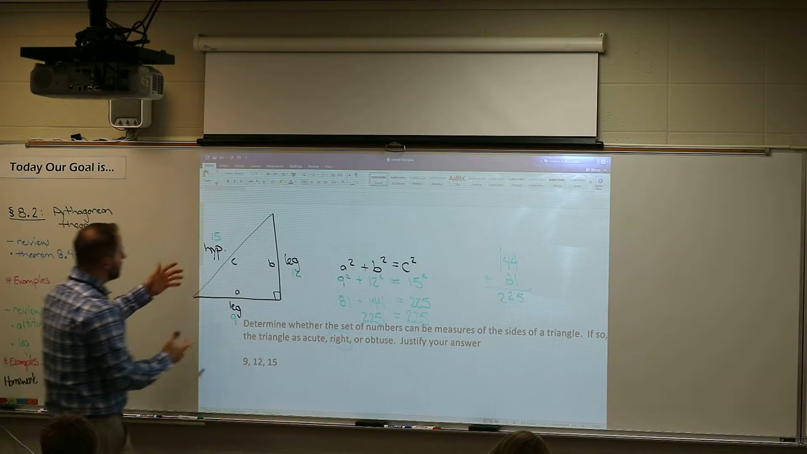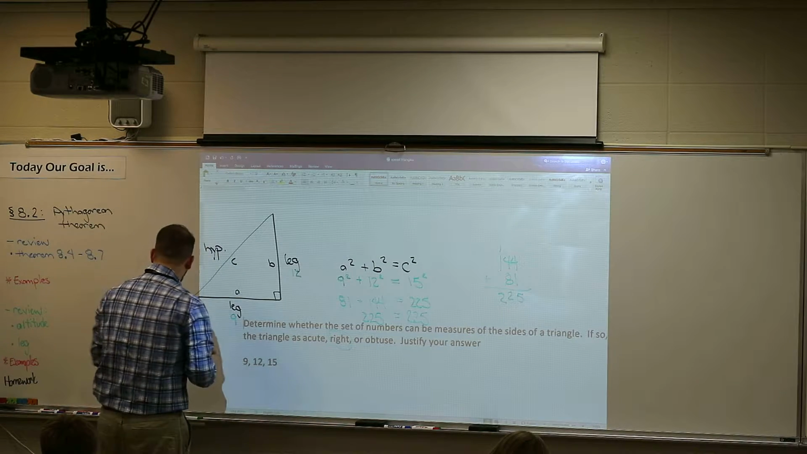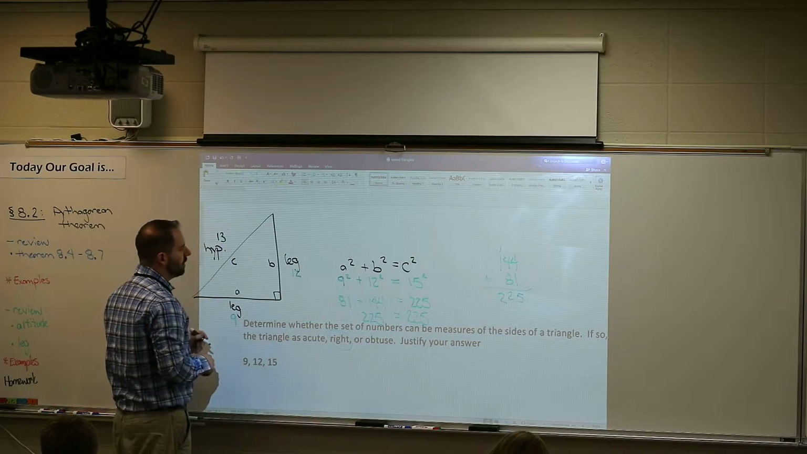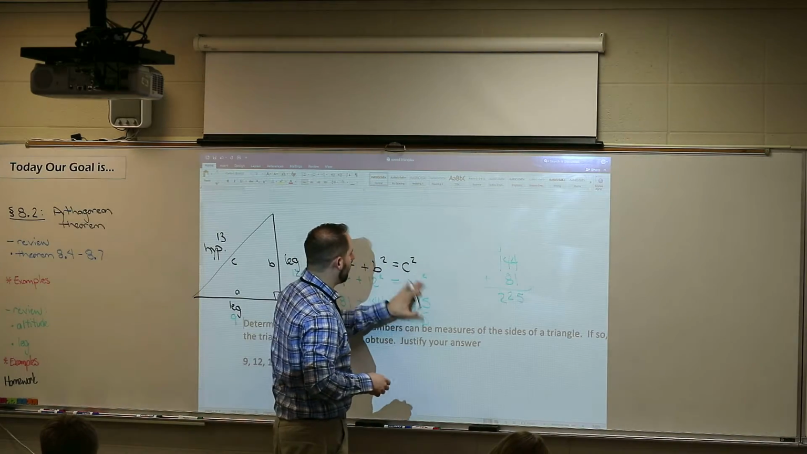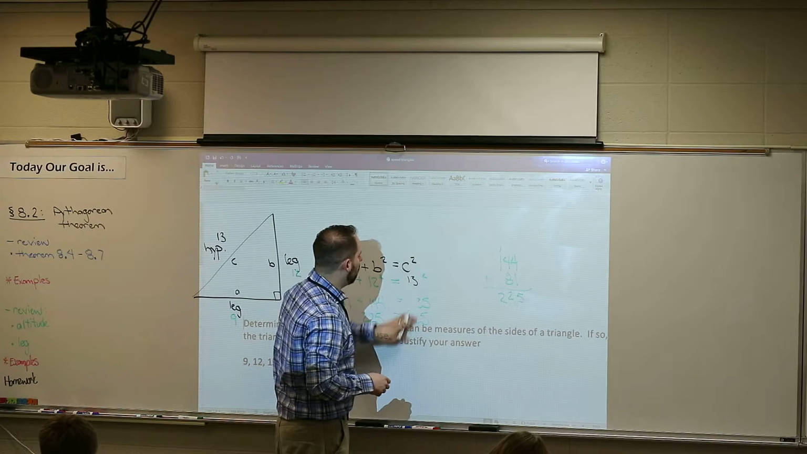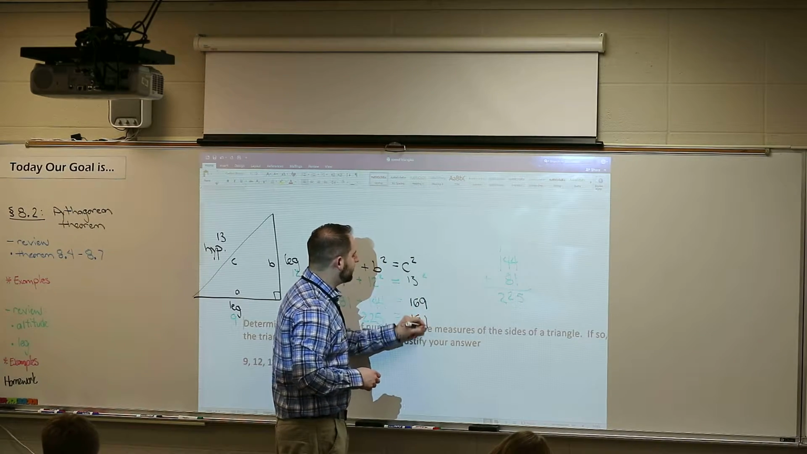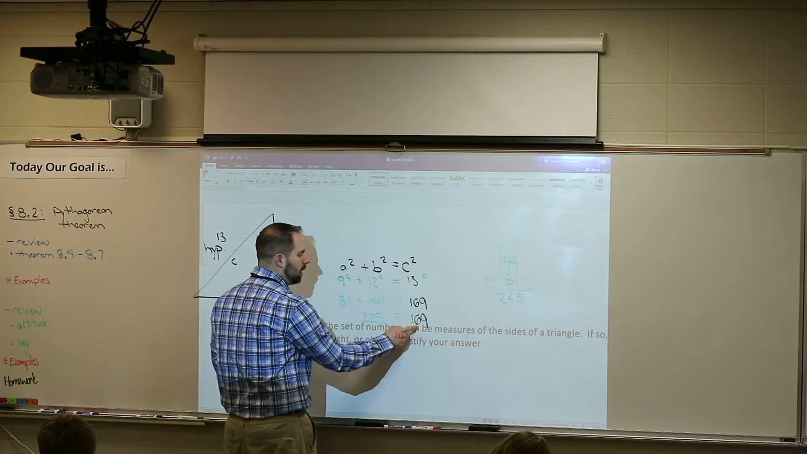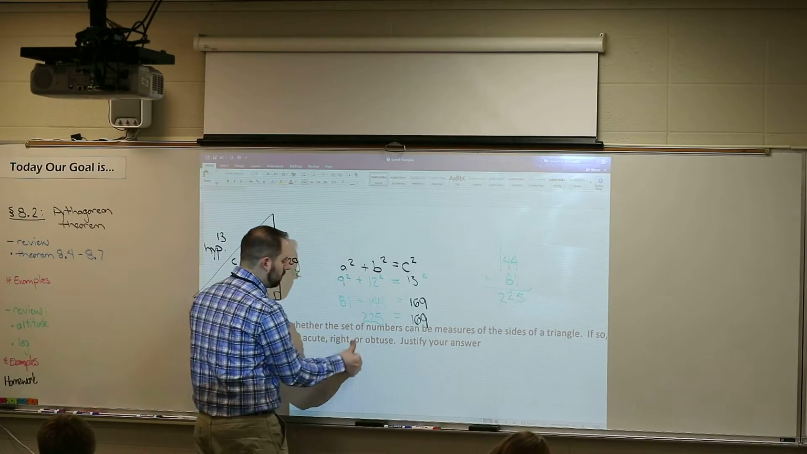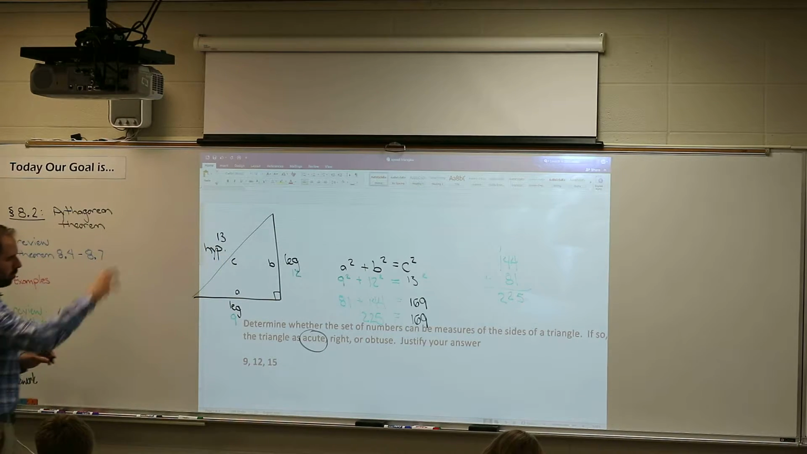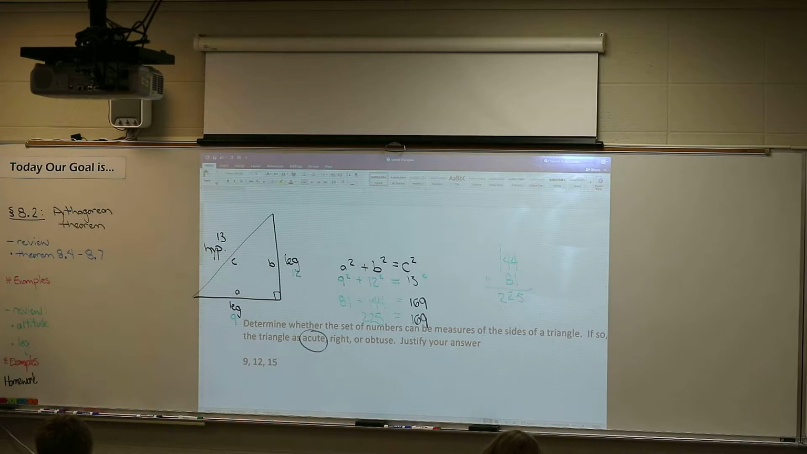So for instance, maybe it wasn't 15, maybe it was 13. So it's 13 here. So now this is 13 squared, and that would be 169. Well, since that number is too small, now you have an acute triangle. The C by itself tells you everything. Okay, makes sense what you're going to have to do today.